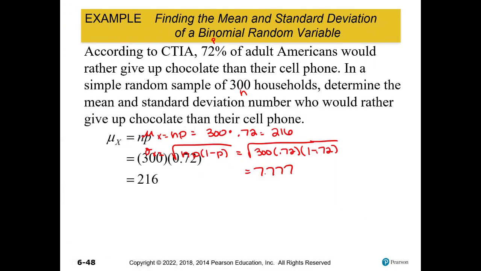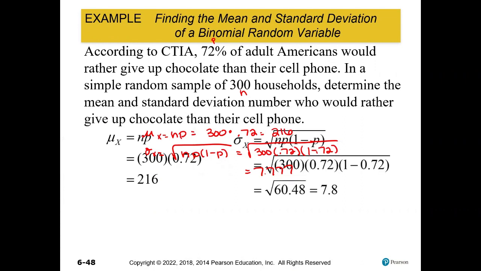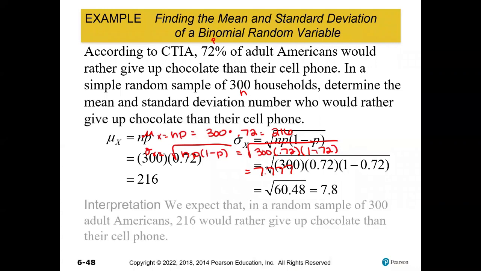I do have the calculations underneath there as well, the values we just got. Again, let homework tell you how far to round to. It is round to 2. So basically, what this means is if we were to take 300 people, we would expect about 216 of them to give up chocolate over their cell phone.